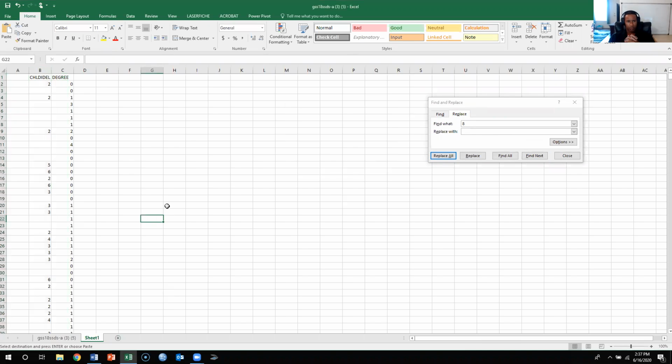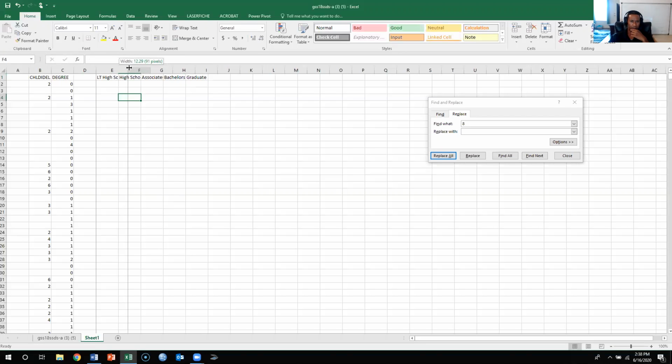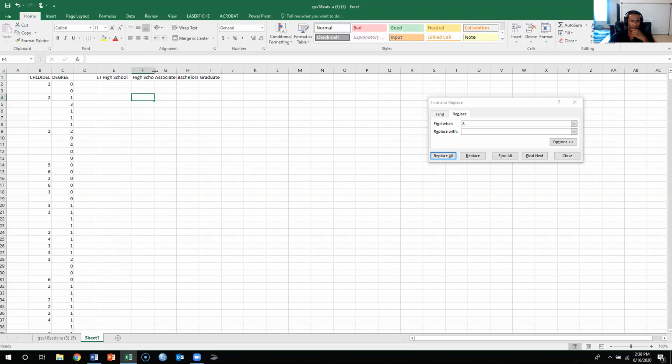Now what we need to do is put down the different categories. Like I said, with degree, I think there's less than high school, so I'm going to put down LT high school. There's high school, associates, bachelor's, and then graduate. I'm going to expand these so we can see them a little bit better as well.